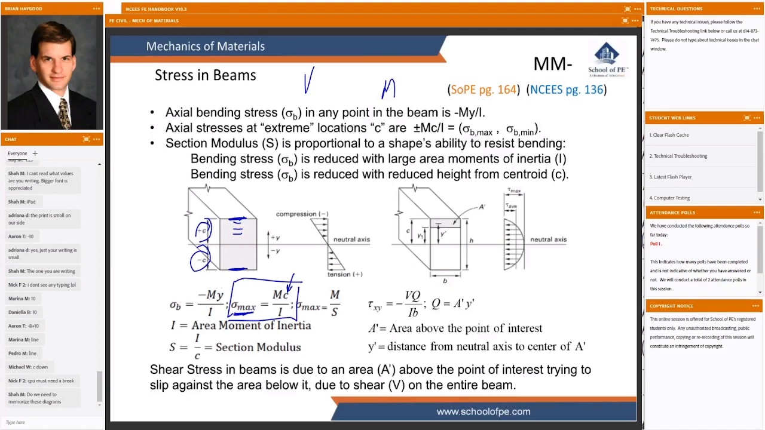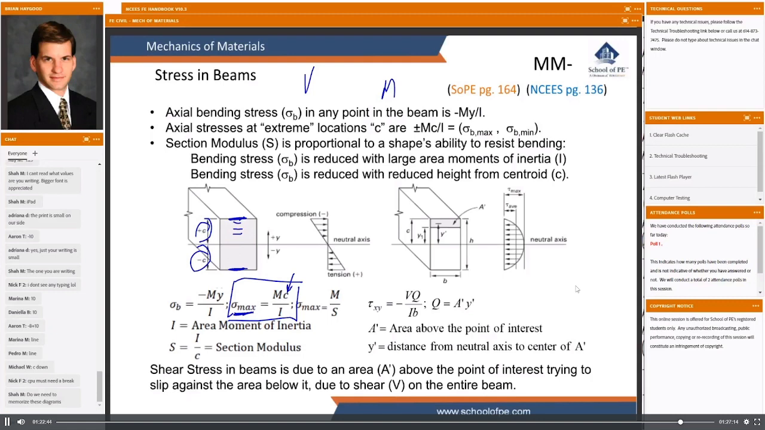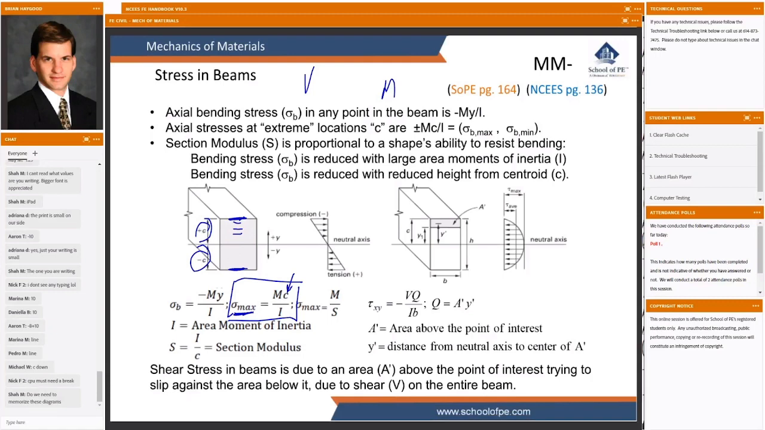And that's kind of a problem. That equation allows you to calculate the maximum magnitude, but because they forgot to put the negative sign in there, it's kind of lying to you about whether it's tension or compression. So when you see that equation, Mc over I, that is the maximum magnitude of the stress, but they forgot the negative sign when they wrote that equation in the handbook.